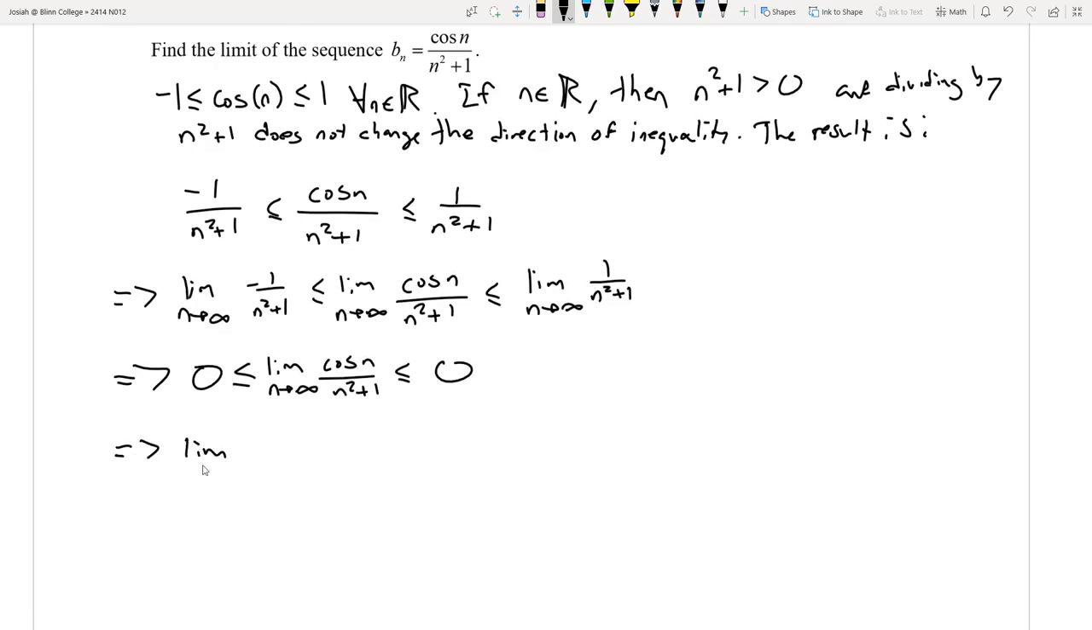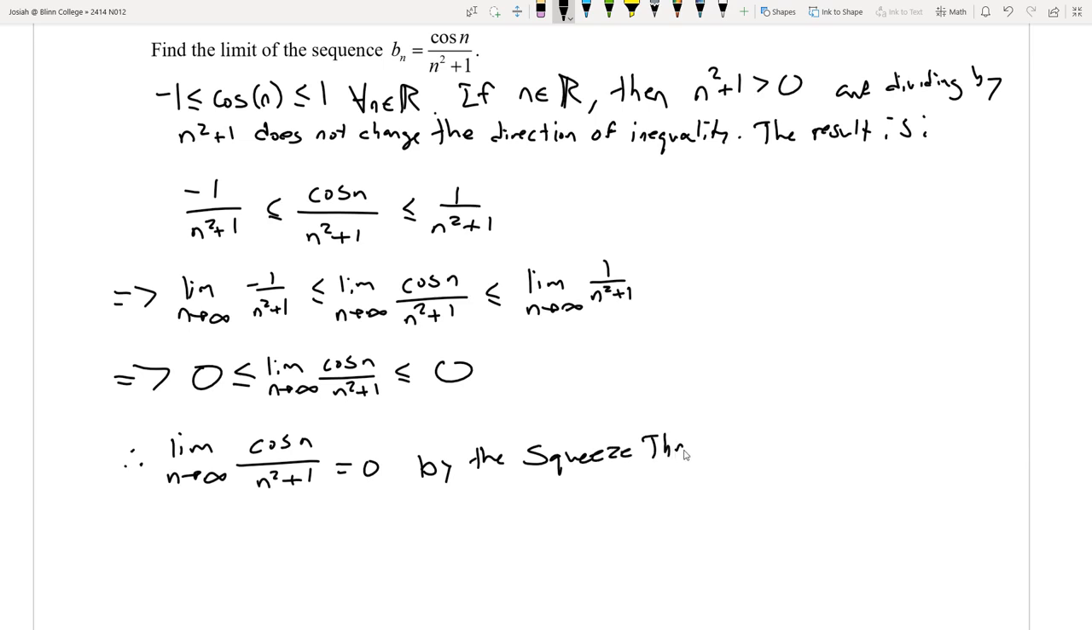So that means that the limit, we can say therefore, since this is the conclusion of our theorem, the limit as n tends to infinity of the cosine of n over n squared plus 1 equals 0, and that's by the squeeze theorem. And therefore, b sub n converges to 0 by the squeeze theorem.